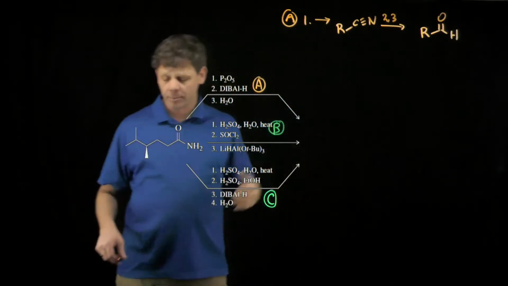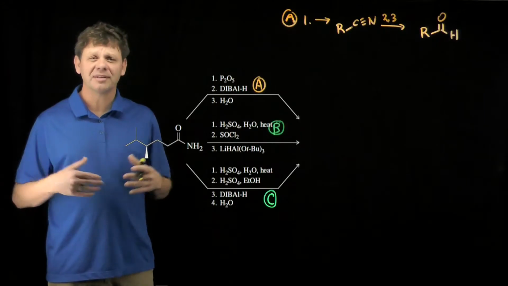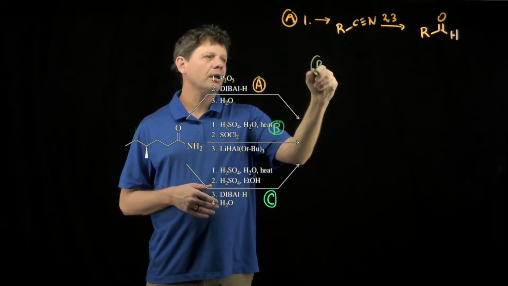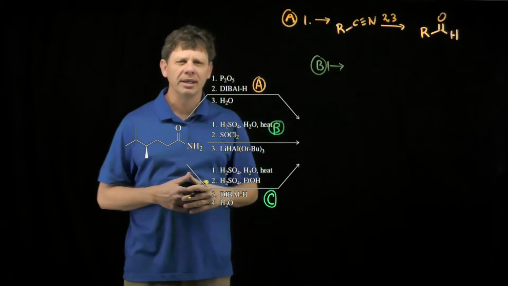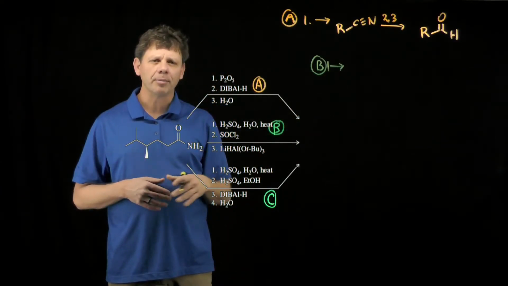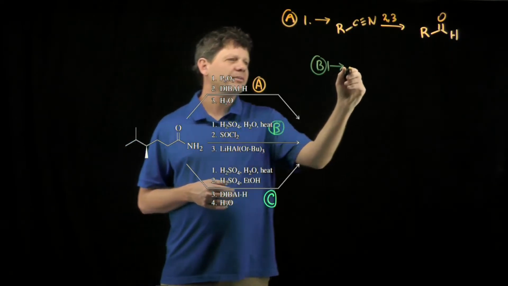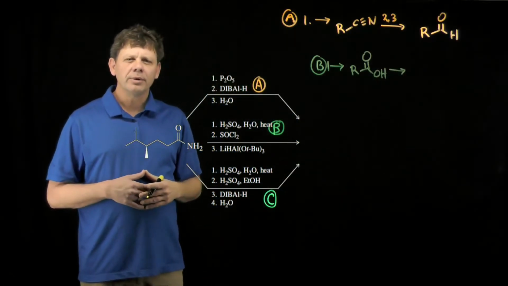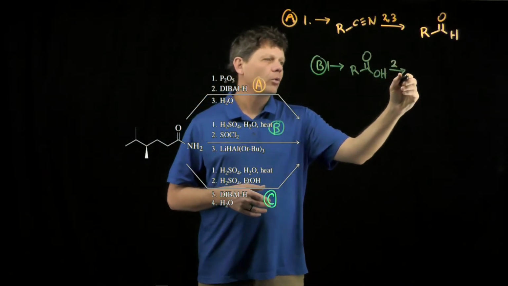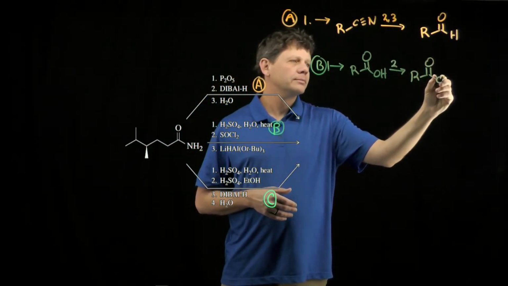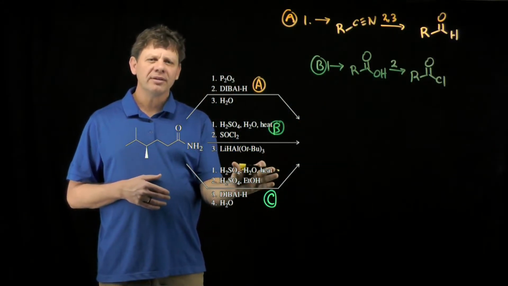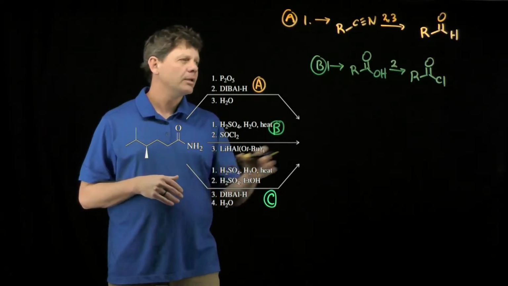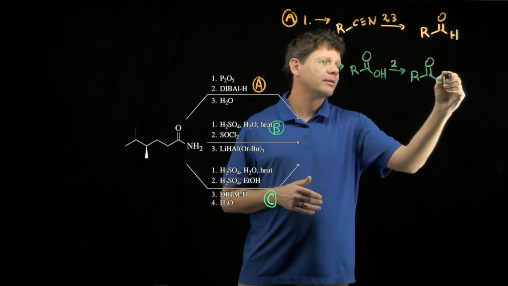Spoiler alert, that better be the product of B and C. Let's see if we end up there. For synthesis B, we start again with compound 1. This is yellow. It's going to be hard to distinguish between yellow and green. But for synthesis B, we're going to start with step 1. We're going to use sulfuric acid, water, and heat. That's going to convert the amide to a carboxylic acid. When we react a carboxylic acid in step 2 with thionyl chloride, we end up with an acid chloride. And then when we use this lithium tri-tert-butoxyaluminum hydride, we said that's a hydride reagent that only delivers one hydride to an acid chloride to make, you guessed it, an aldehyde.